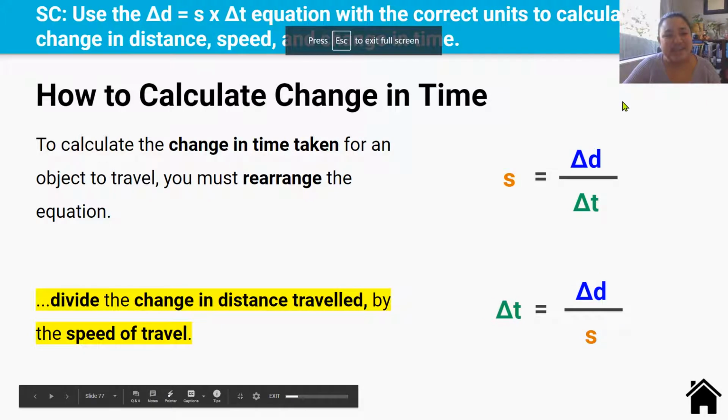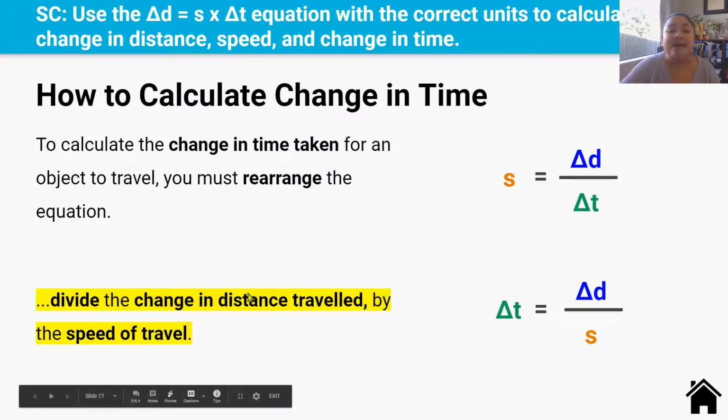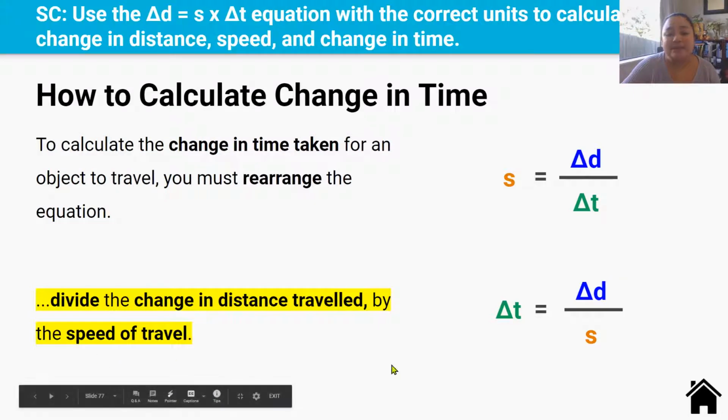Now let's look at how to calculate the change in time. To calculate the change in time taken for an object to travel, you must rearrange this original equation. Once you've rearranged the original equation, you'll see that to calculate the change in time, you have to divide the change in distance traveled, change in distance, by the speed of travel, divided by the s.